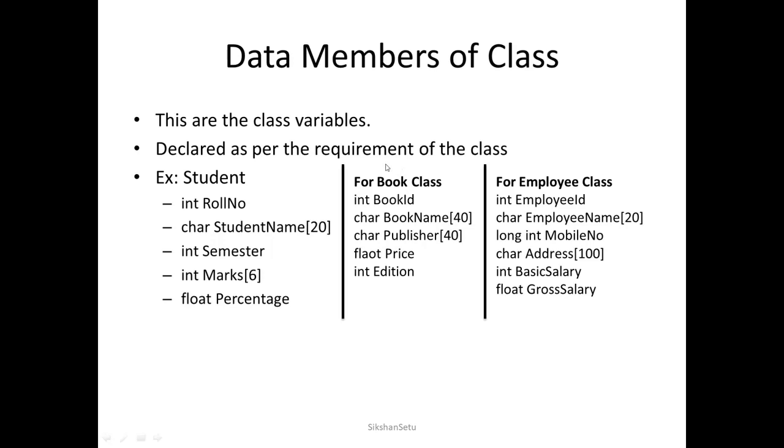Likewise, if I am working with a book class and want to store information about a book, what can the data members be? Book ID, book name, publisher, price, edition, these are my data members. Suppose I am working with an employee class, storing the information of an employee. So employee ID, employee name, mobile number, address, basic salary, gross salary, all these are my data members.